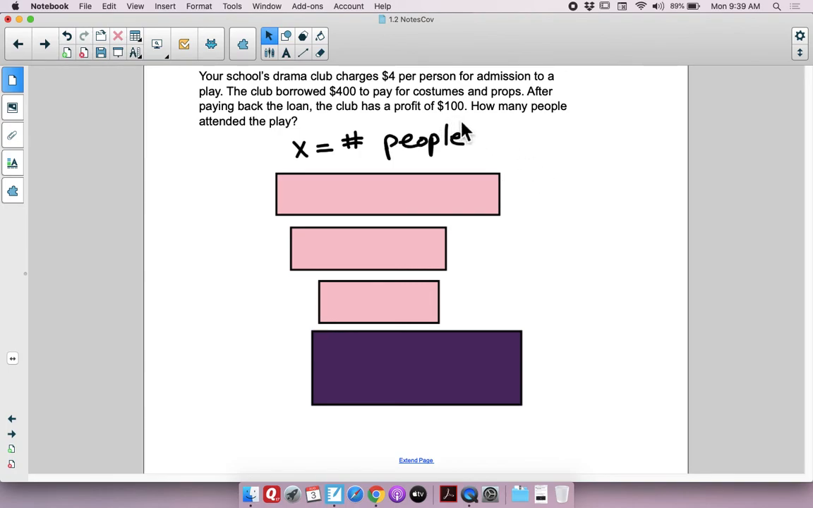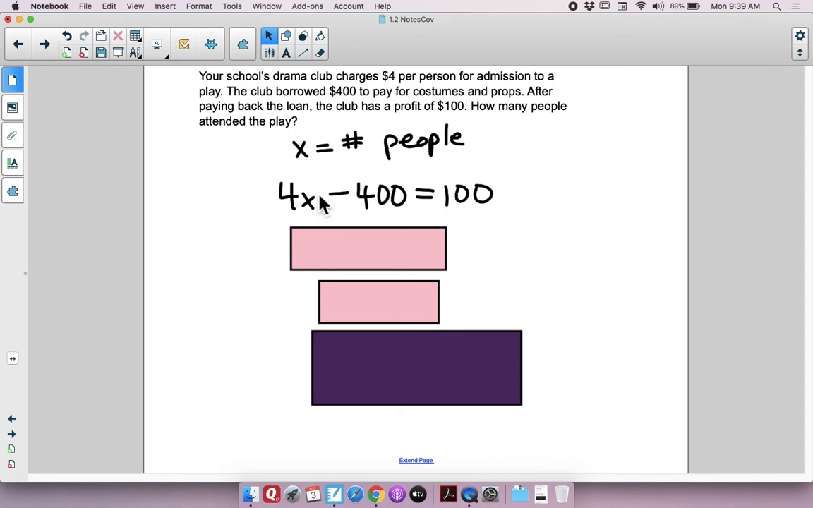Okay, and we know the club has a profit, right? And they had to borrow $400. So think about how you would set that up and try to write an equation for that. And it's $4 per person, and a person is X. So what I did was, I know that 4x represents the total amount of money they've taken in. And if I subtract $400 to pay back the borrowed money, I'm going to have $100 left in profit. So one way of setting this up would be 4x minus 400 equals 100.